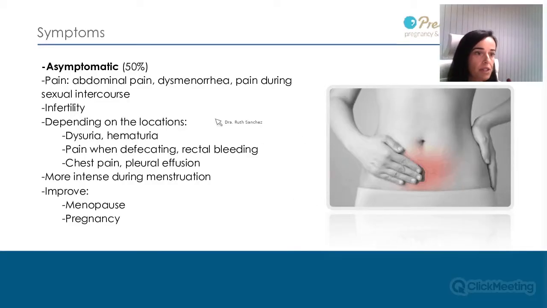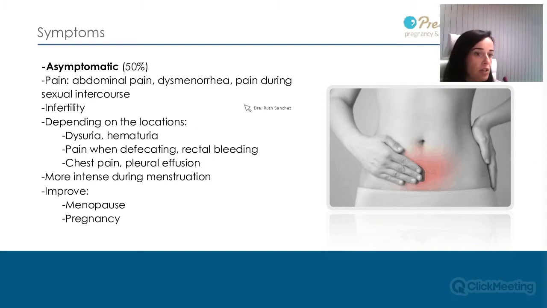Okay, what about the symptoms? Almost half of the patients with endometriosis are asymptomatic, because the most frequent stages are stage 1 and stage 2. When we find symptoms, the most frequent one is pain, like abdominal pain, dysmenorrhea, which is pain with the menstruation, or even pain during sexual intercourse. We also find infertility in half of the patients with endometriosis, as I said before.